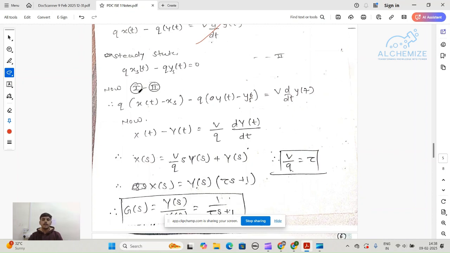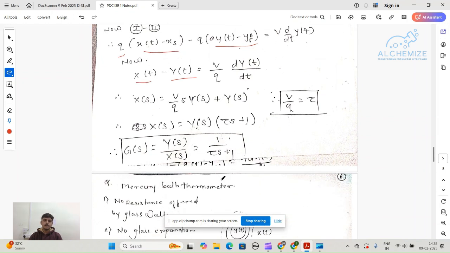Now, as usual, we subtract equation 2 from 1, and this equation comes into the picture. Then, instead of this and this, I write capital T and capital Y here. This q is in a multiplication, so it comes in the denominator on the right hand side. So I am going to write it in the form of x of s. So I take the Laplace transform here.